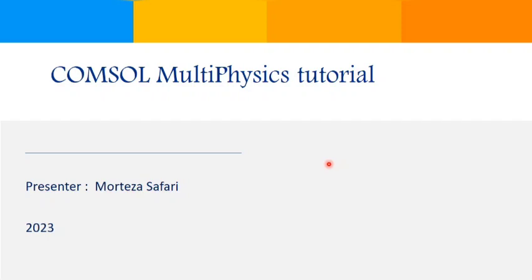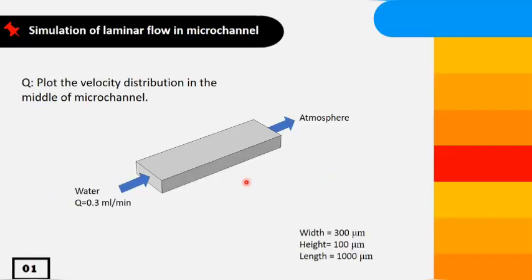Hello everyone, I'm Murtaza Safari, and today I want to talk about how you can calculate the velocity distribution within a microchannel in laminar flow regime. To do that, we provide an example in which we have a simple microchannel with rectangular cross section. You can see the dimensions here.